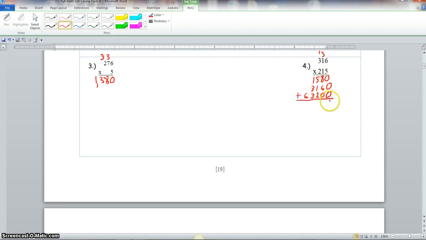Now we add. This is 0. 8 plus 6 plus 0 is 14. Carry your 1. 1 plus 5 is 6. Plus 1 is 7. Plus 2 is 9. 1 plus 3 is 4. Plus 3 is 7. And we bring down our 6. So we have 67,940.